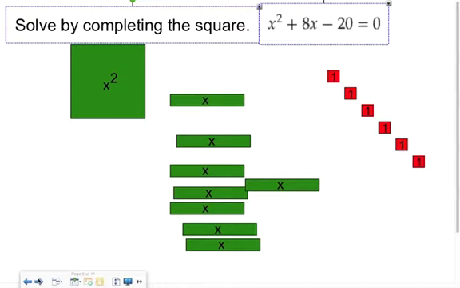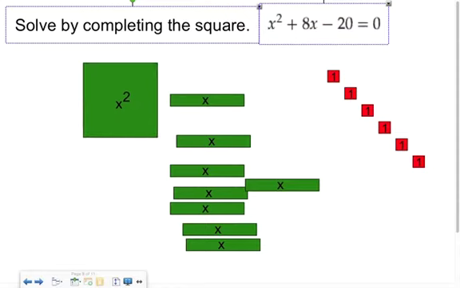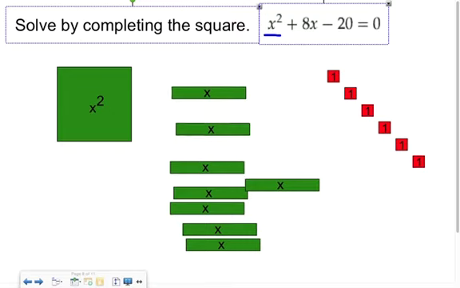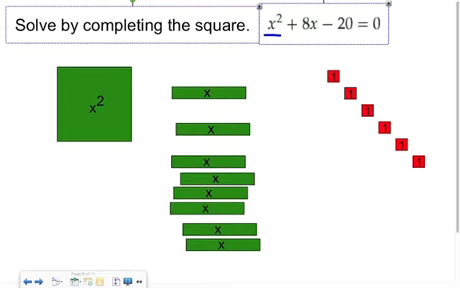Okay, so I've got an x squared, this block here, representing this x squared in the equation. And then I've got these x's, 1, 2, 3, 4, 5, 6, 7, 8. There's 8 of them to represent this 8x in the equation.